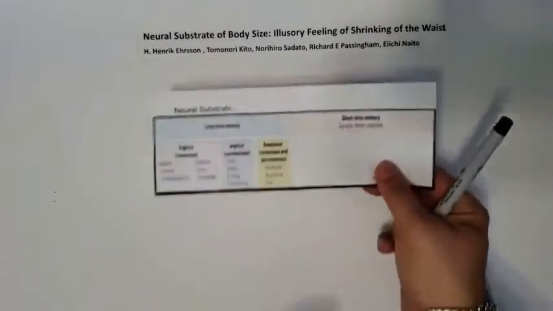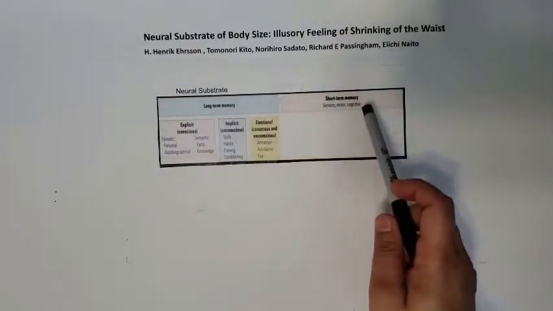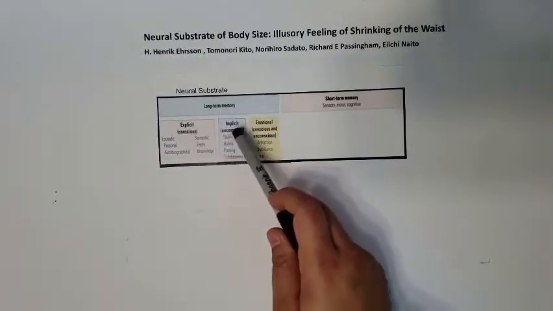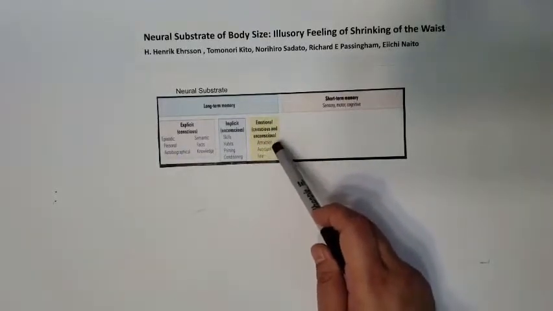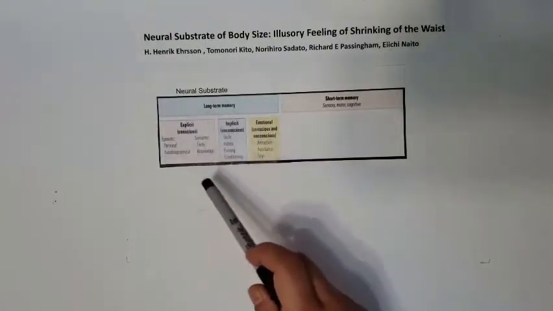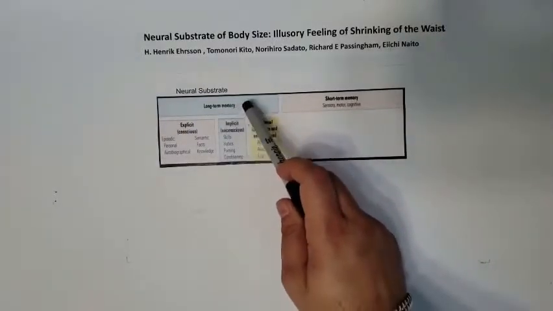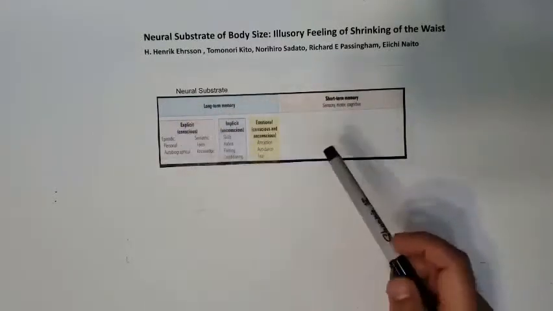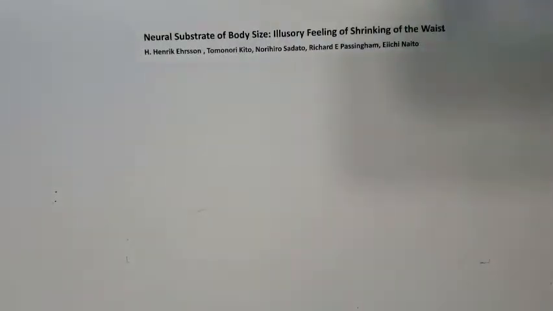Here I will give you an example of long-term and short-term memory. Memory is divided into long-term and short-term memory. Long-term memory is further divided into explicit conscious memory, implicit unconscious memory, and emotion, which involves both conscious and unconscious memory. I won't go too much into detail, but the underlying processes that involve the storage of information in long-term and short-term memory will form the neural substrate. Hopefully that gives you an idea of neural substrate.